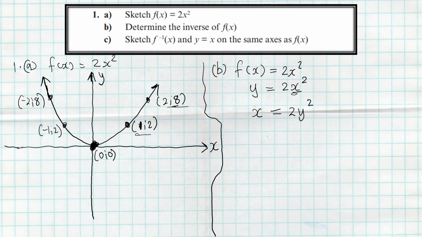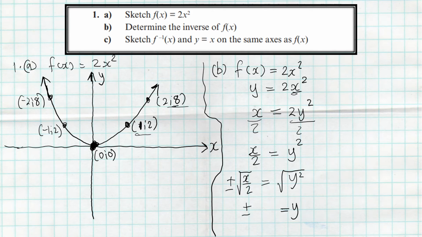The next step is to solve for y. When I solve for y, I'm just going to divide both sides by 2. Then it's going to be x over 2 equals y squared. Then to solve for y, I'm going to apply the square root. Then it's going to be plus or minus root of x over 2. Then my y will be equal to plus or minus root of x over 2. So this is the equation of the inverse.